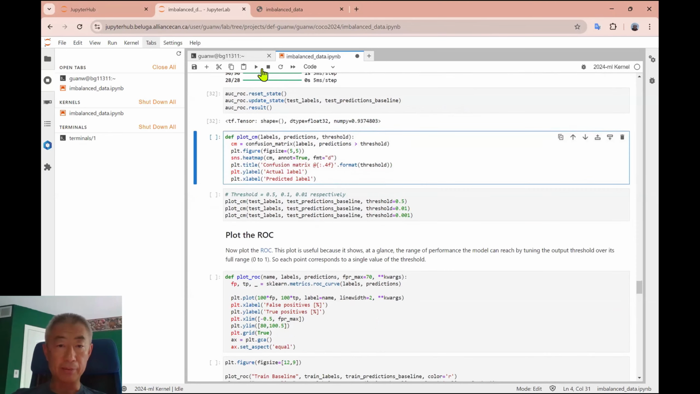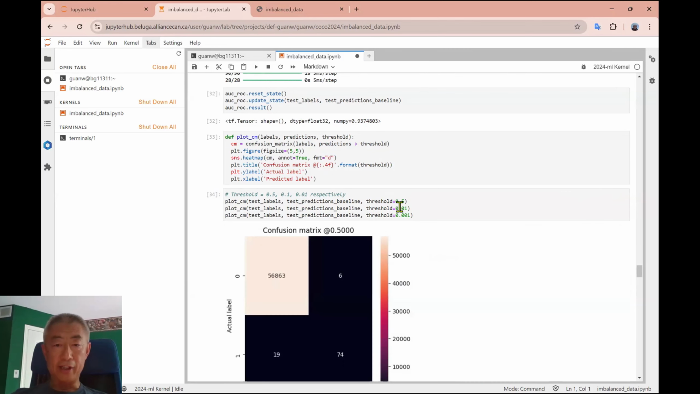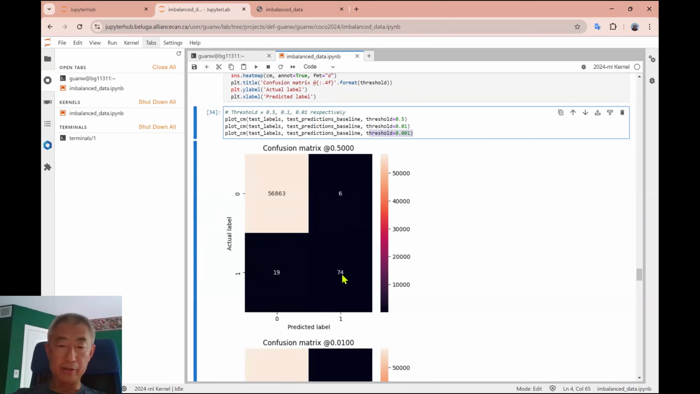So next, I'm gonna plot the confusion matrix by choosing different thresholds. Like I said, the model outputs a floating point number representing probability. I'm gonna threshold it at different values. First threshold at 0.5, and then take smaller and even smaller thresholds.